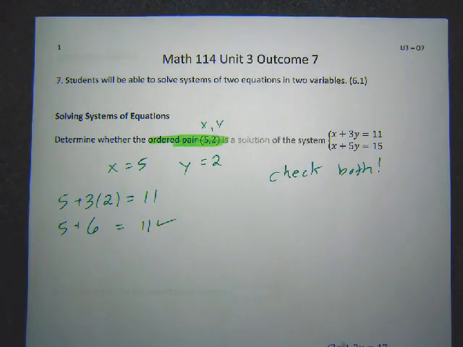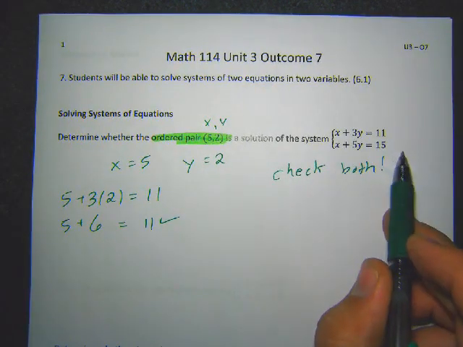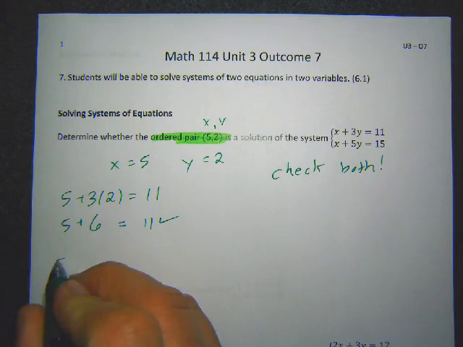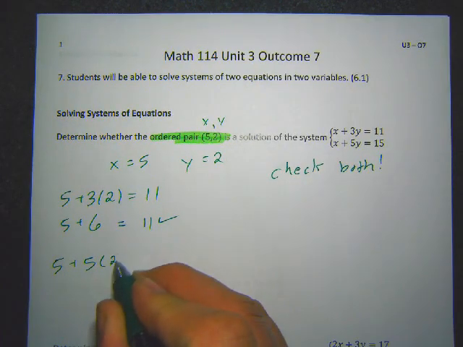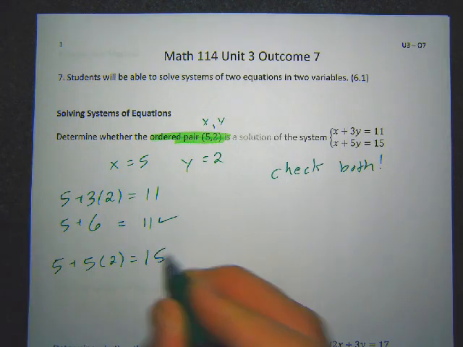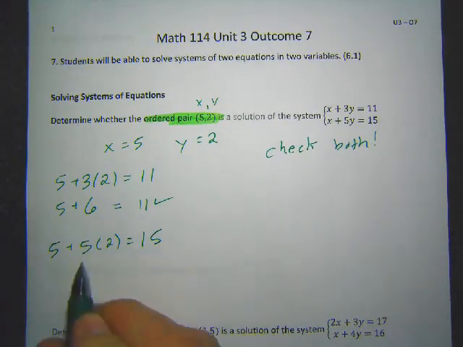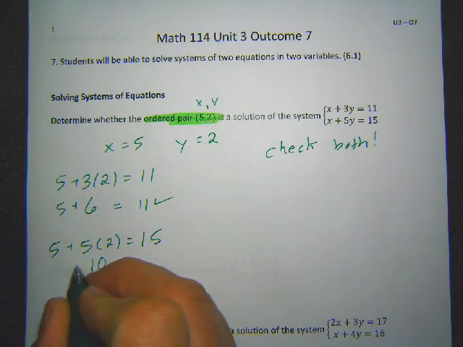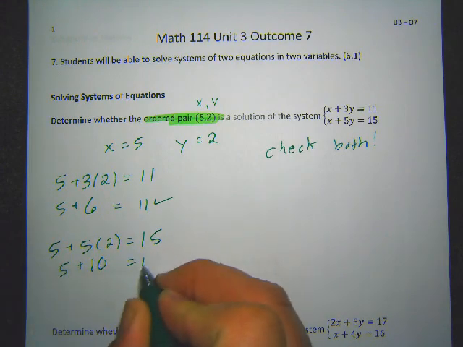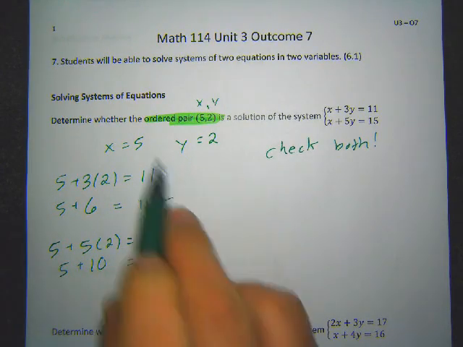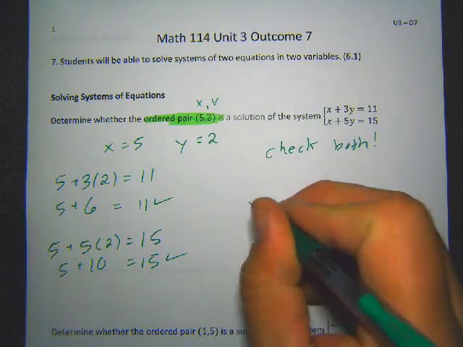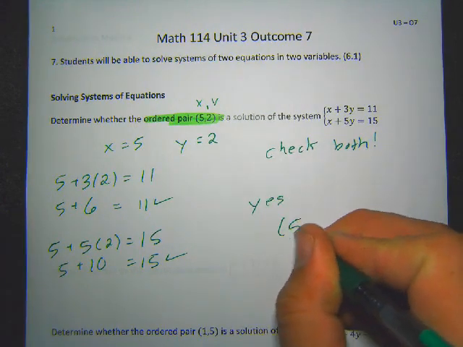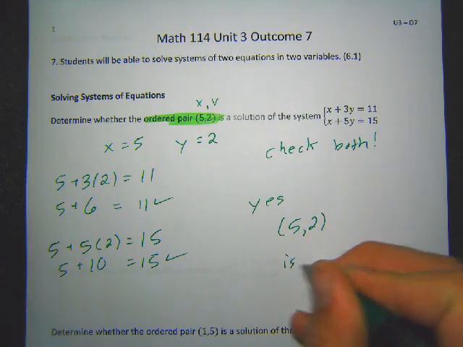We have to check both, so we also need to check the second equation. Let's plug 5 in for x. That's 5 times, replace y with 2, so we get a 2 in there, and see if that gives us 15. 5 times 2 is 10, plus 5 is 15, and so it checks out. So this ordered pair, 5 for x and 2 for y, works in both equations. So yes, 5, 2 is a solution.